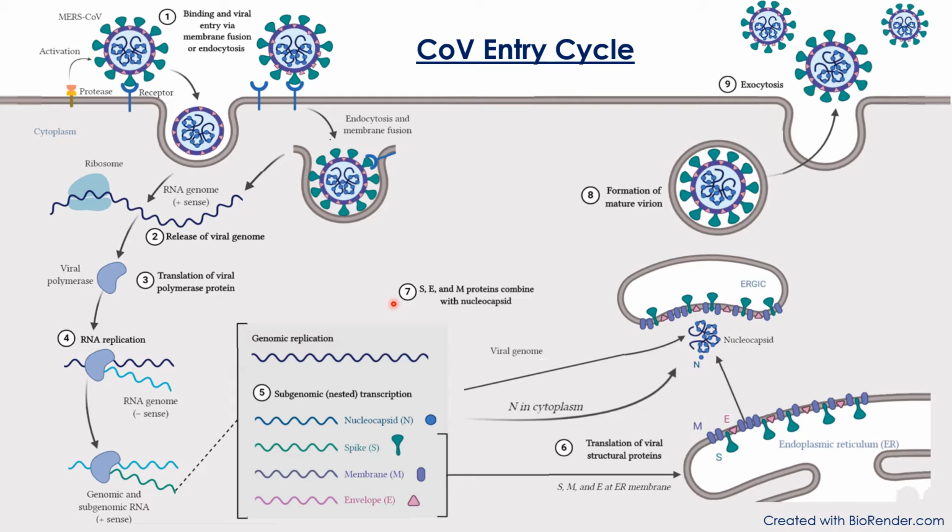Now once the structural proteins have been translated, they assemble in the endoplasmic reticulum, and these S, E, M proteins combine with the nucleocapsid. In the endoplasmic reticulum and Golgi compartment, the entire intact virion is assembled. Once the virion is assembled, it gets enclosed in vesicles and is released outside the cell through exocytosis.